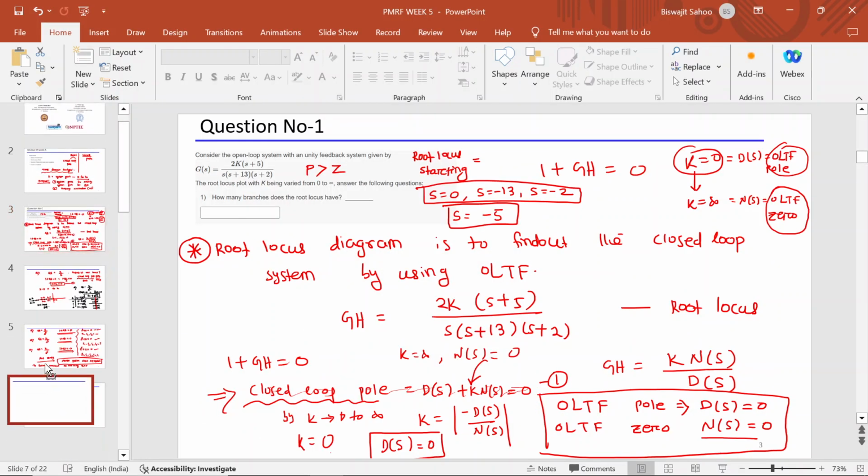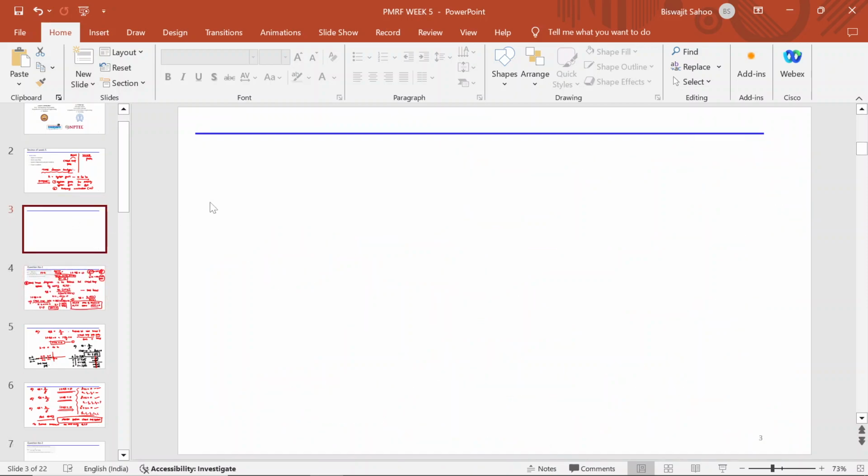Let me take a paper here. Okay. So in this equation, the number of poles is greater than the number of zeros, which is 3 greater than 1. So it means the number of root locus branches is equal to 3.